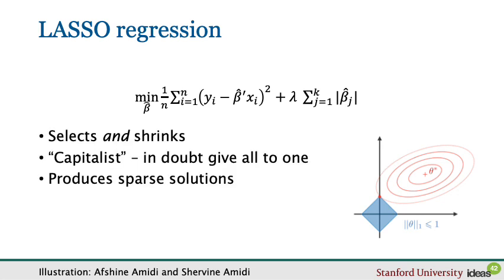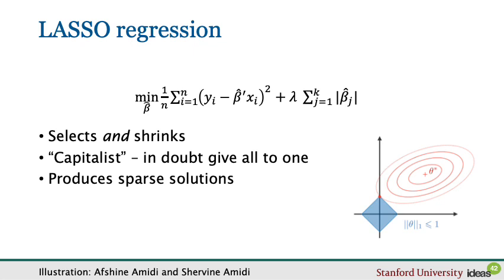So specifically, we saw that the Lasso does not only shrink coefficients, it also selects, meaning many of the coefficients may be zero. And if there are multiple coefficients that produce a similar prediction outcome, then the Lasso may be capitalist in that it just chooses a winner and gives all to that one winner.